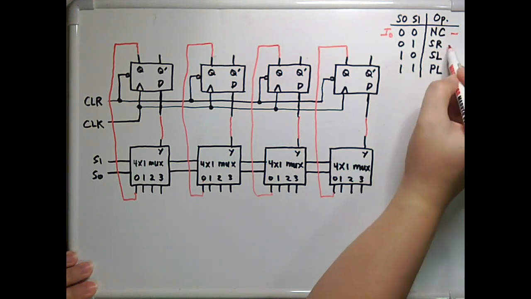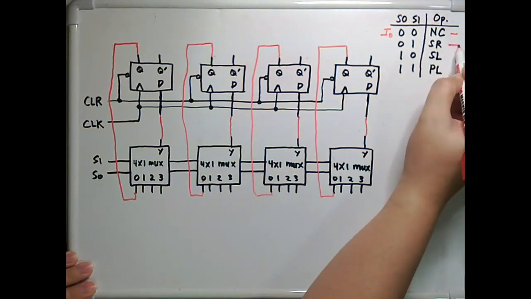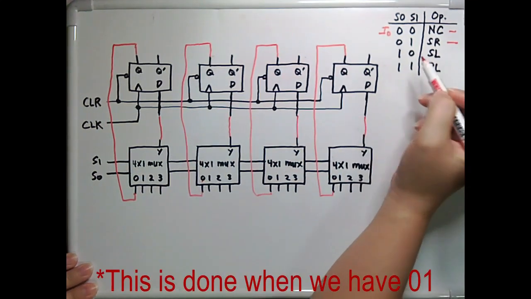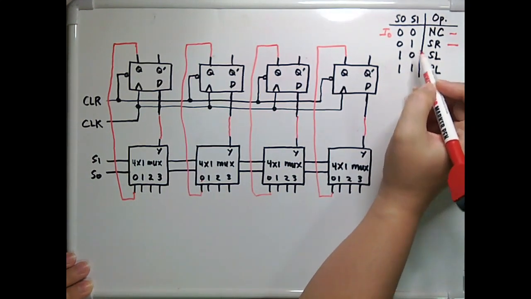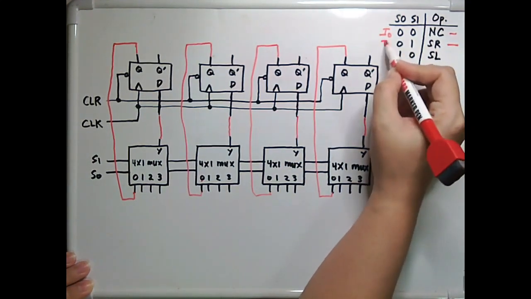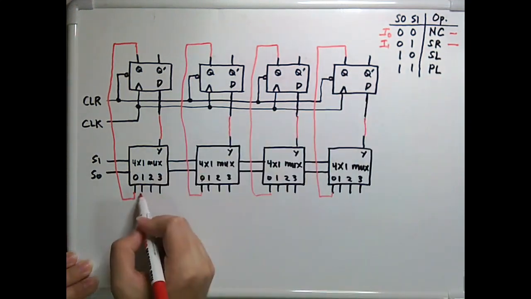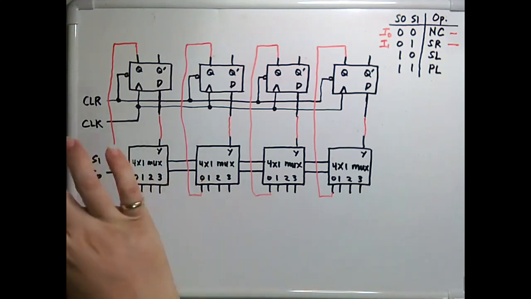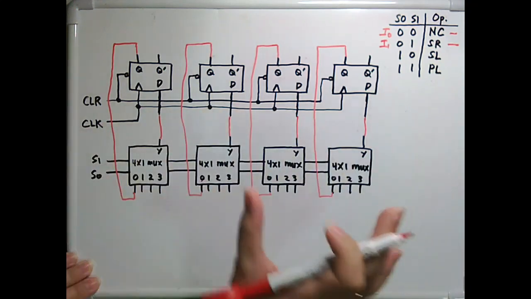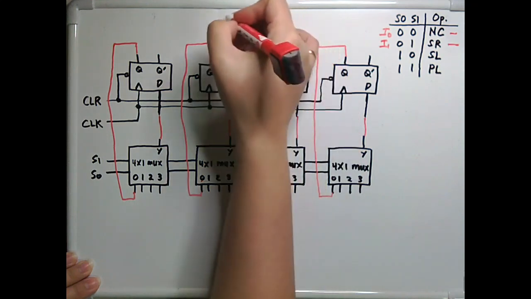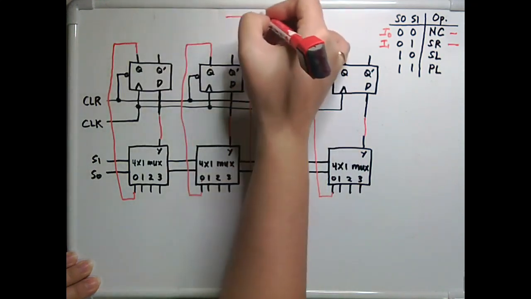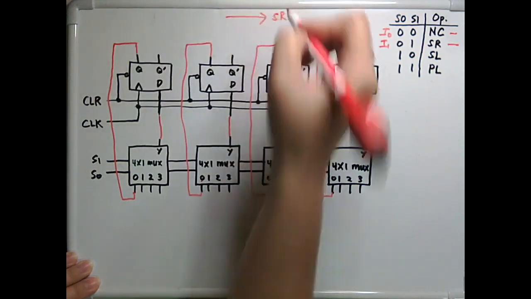Next, we are going to support shift right. This is done when we have 1, 0 at S0, S1. So this is I1 in the multiplexer, input 1. So we are shifting in the right direction. Let's consider this layout, and this is shifting to the right.